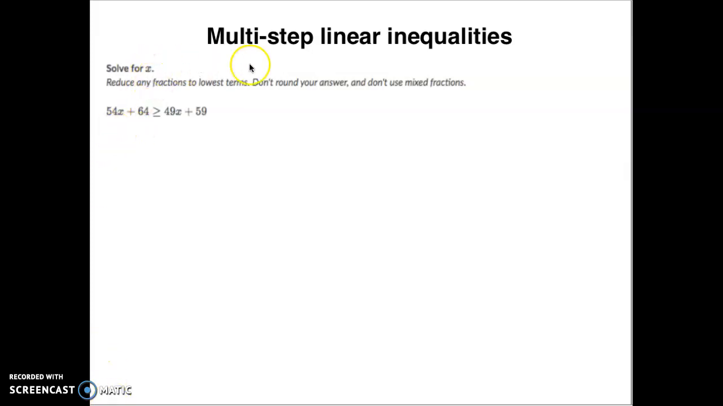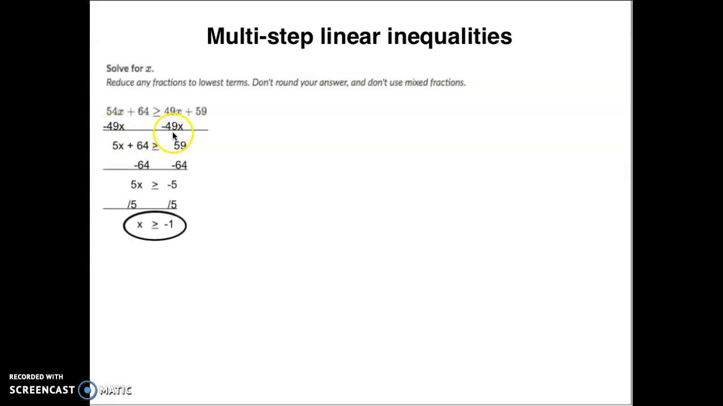Here is our first example on multi-step linear inequalities. I just did two of these on Khan Academy, and then I'm just showing what I did to do this. So on the first one, if I pretend that this inequality sign is just an equal sign, then you know how to solve these. You've been doing this for a couple years now. So first step I would do is subtract 49x from both sides to get my x's on the left side. I just personally like my x's on the left side, but I don't care which way you do it, but that's how I do it.